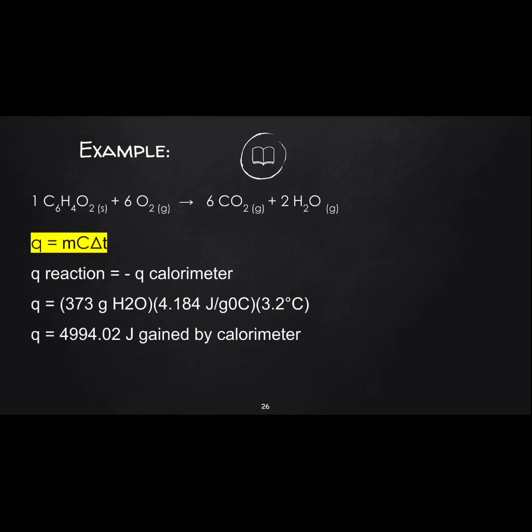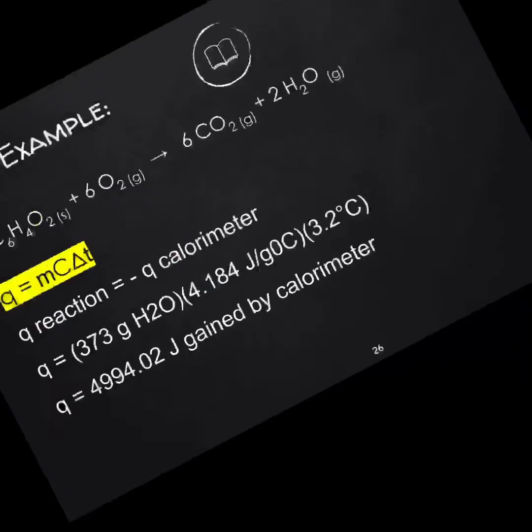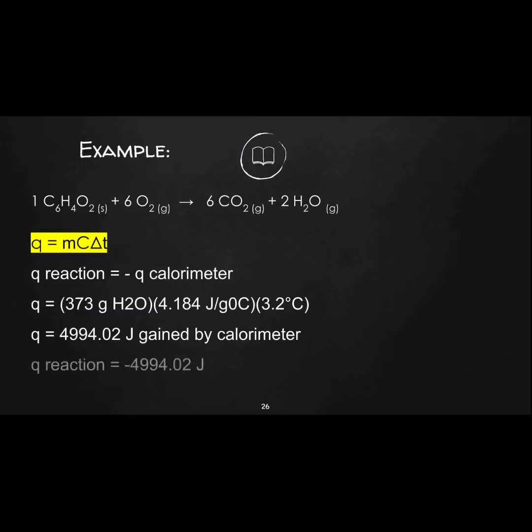So this is the heat energy gained by the calorimeter. For the actual answer, it's just the negative of that. So my negative is negative 4,994.02 joules, and that's my answer.